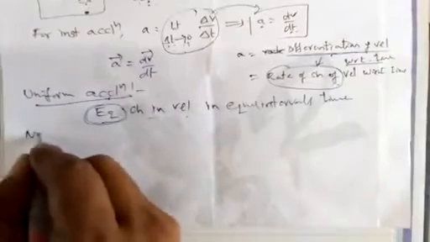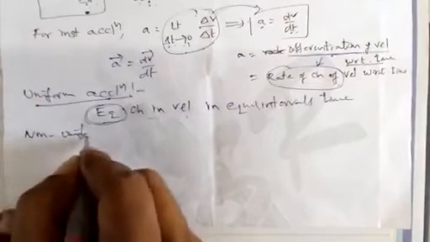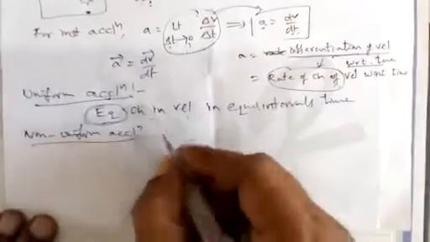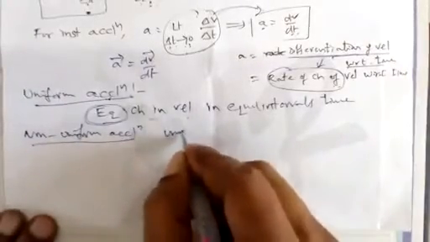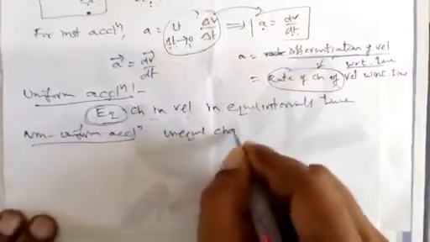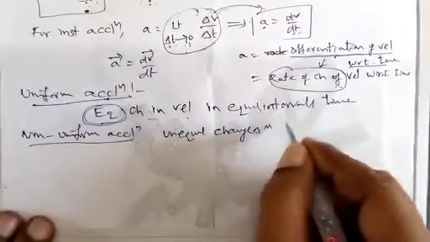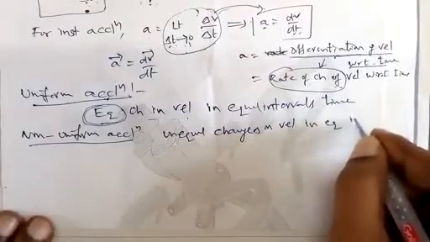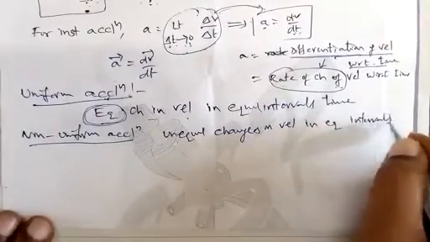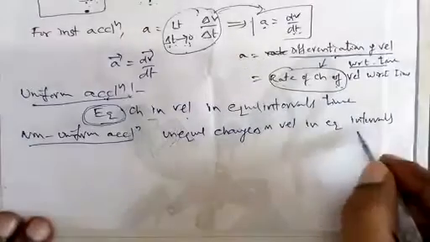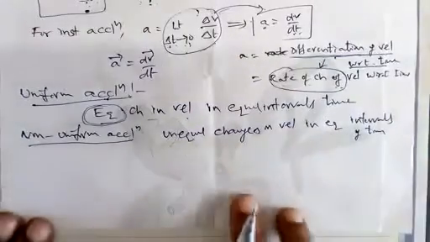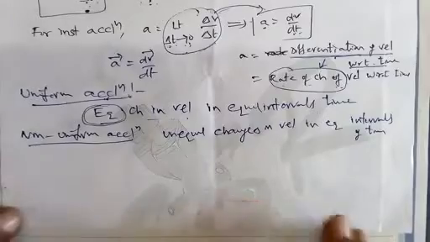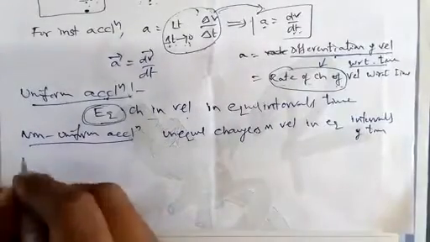Now we have non-uniform acceleration. So what is non-uniform acceleration? In non-uniform acceleration, we have unequal changes in velocity in equal intervals of time. Remember, unequal changes in velocity in equal intervals of time. This is known as non-uniform acceleration. Now we will discuss some graphs.